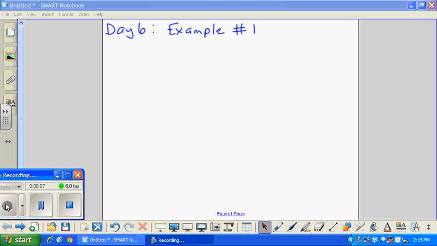We're going to be working on some of the problems from your handout package. So two things that you need for reference right now. The first is the handout with all the example problems. Specifically, we'll be looking at day 6, example number 1 right now. The second thing that you'll want to have on hand would be the handout that has the 5 kinematic formulas for accelerated motion.